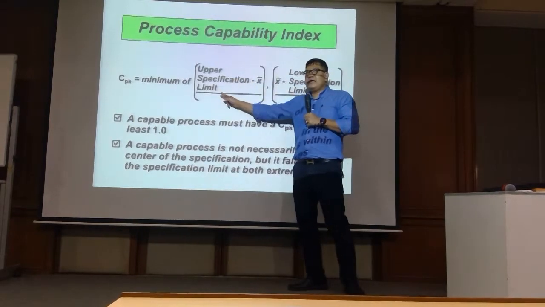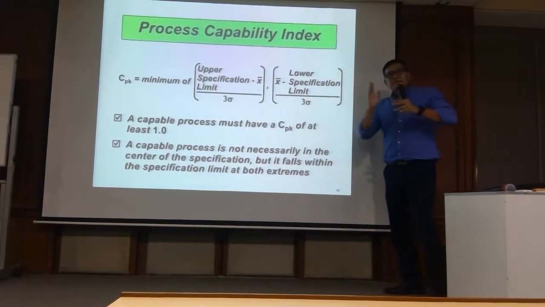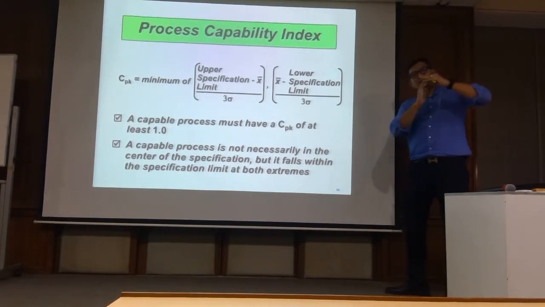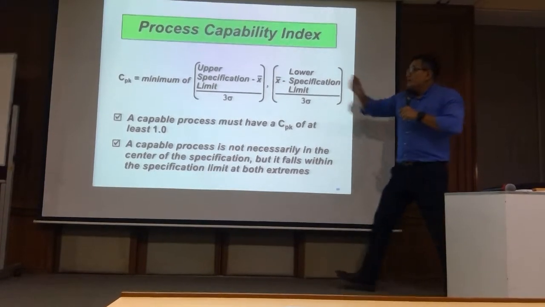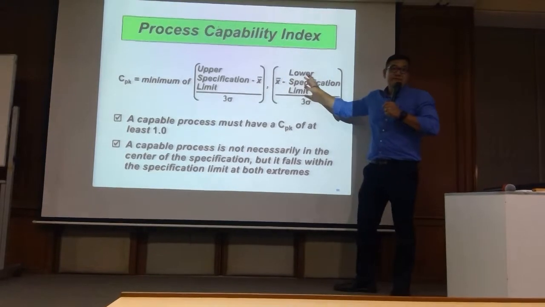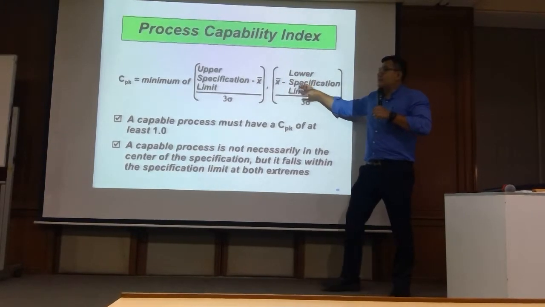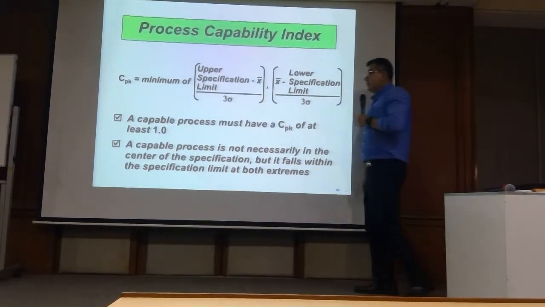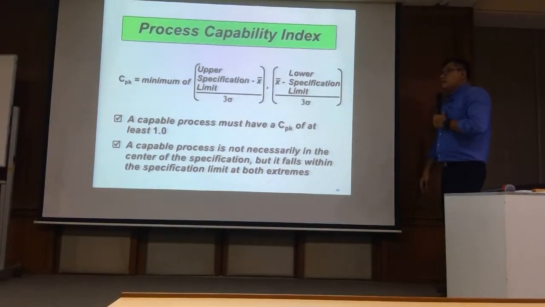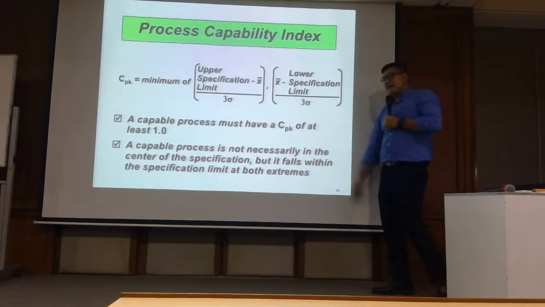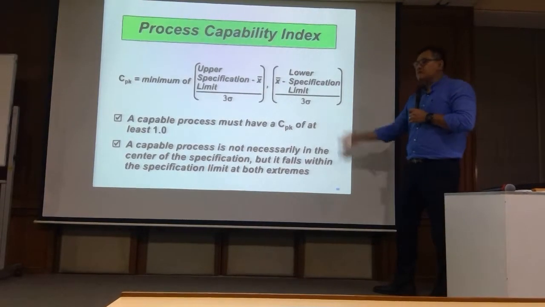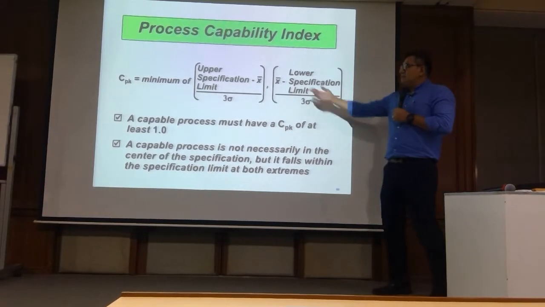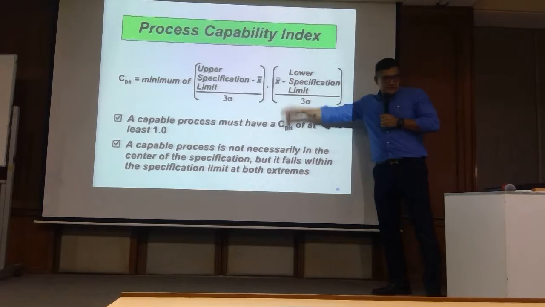So in this case, if the mean of the process and the mean of the spec stay at the same position, these two values will be equal. Okay? If it's not the same, you select the minimum one. Okay? So in this case, once again, we want at least 1, but in practice we use 1.33. That's why we come from the minimum of these two values.